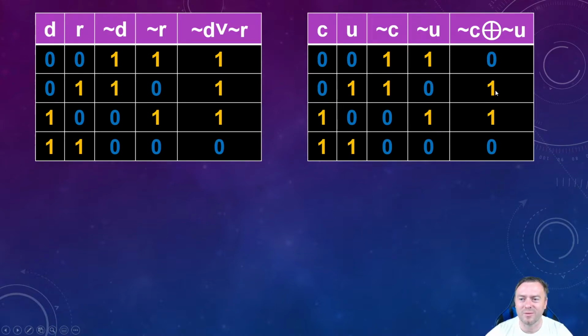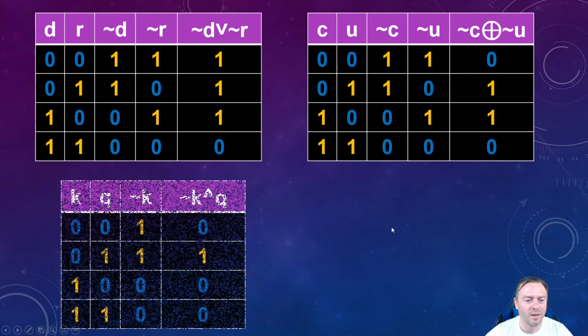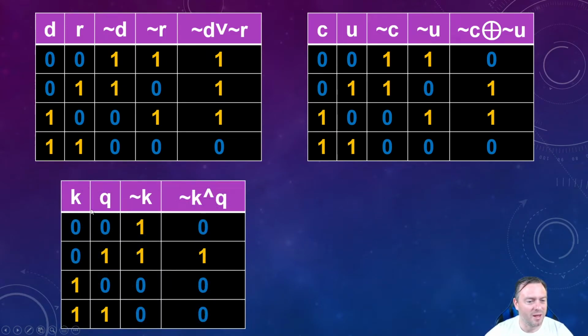This has got a 1, so therefore it's a 1. So 1, 0 becomes 1. 0, 1 becomes a 1 because there's only 1, 1. And 0, 0 becomes a 0 as well. Okay. Next one, we've got a KQ.